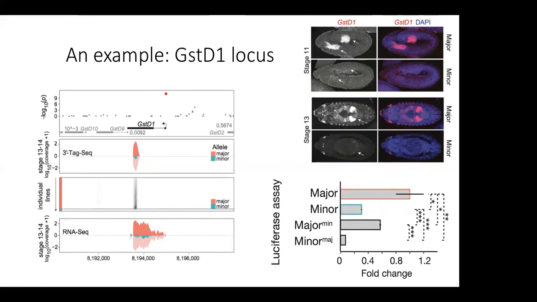Furthermore, in order to identify if the SNP is actually the causative SNP, as Nacho showed, we did a luciferase reporter assay, and we cloned the enhancer that regulates expression in front of the luciferase. You can see that the major allele is higher than the minor allele, so the promoter region of GstD1 from the 2 different genotypes is different, and in the same direction as detected by the Tag-Seq.